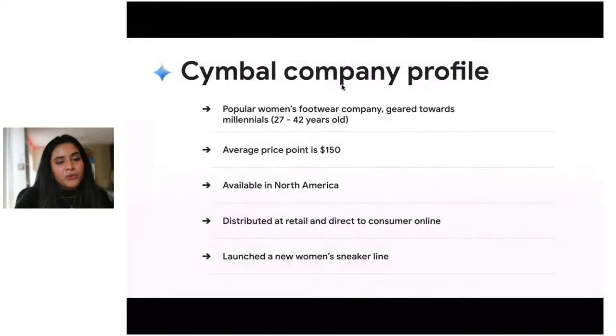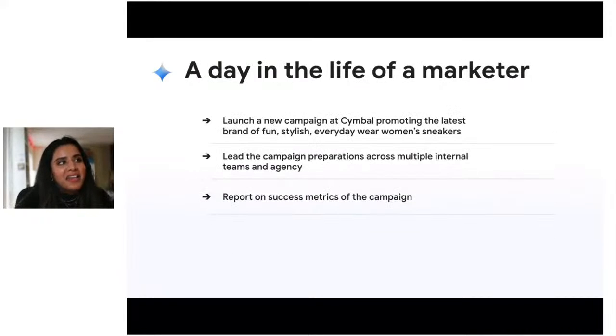So I want to walk you through the example of a fictitious company, Symbol. Symbol is a popular women's footwear company. It is geared towards millennials, who are between 27 and 42 years old. The average price point is $150 for a pair of shoes. It's available in North America, distributed through retail and direct to consumer online. And it recently launched a new women's sneaker line.